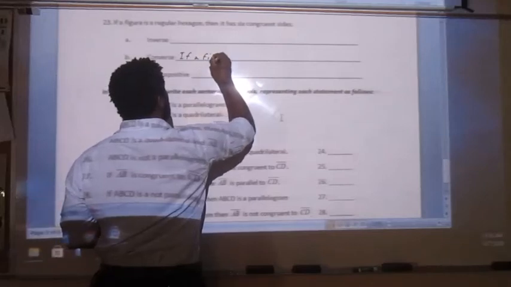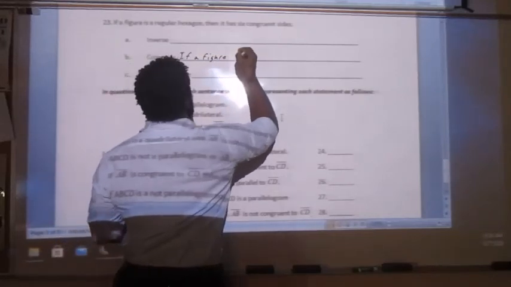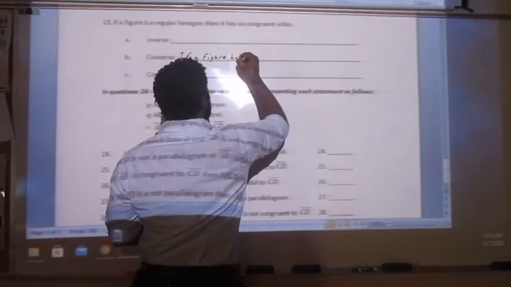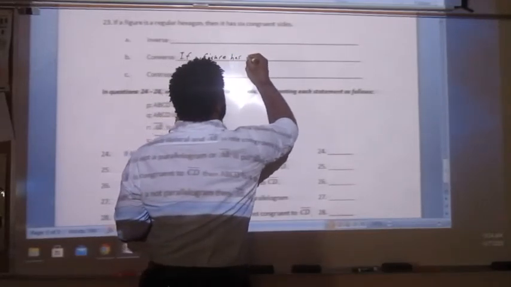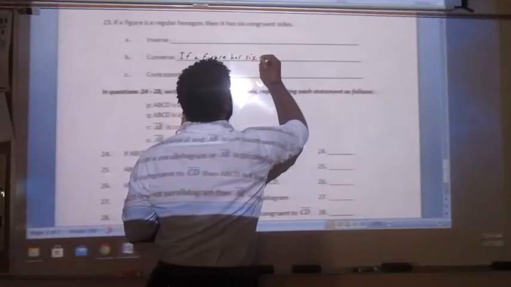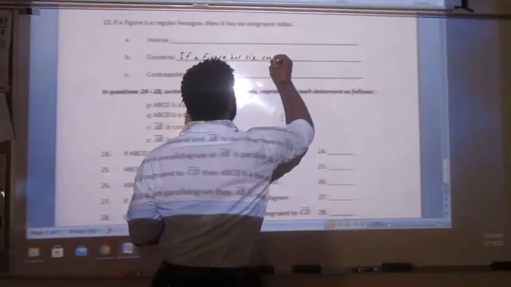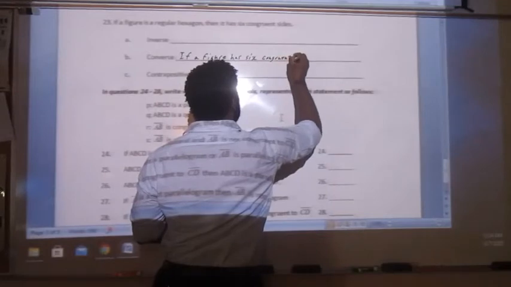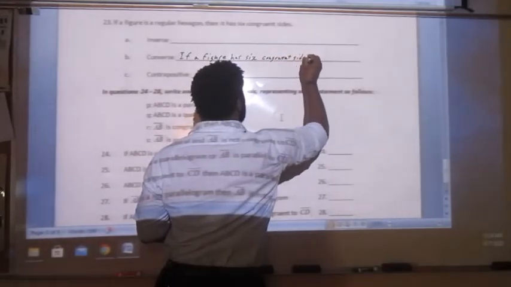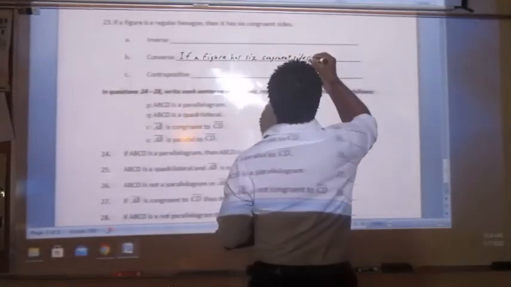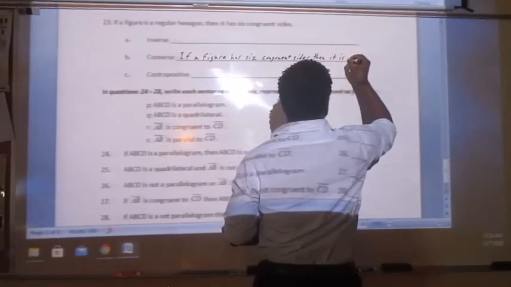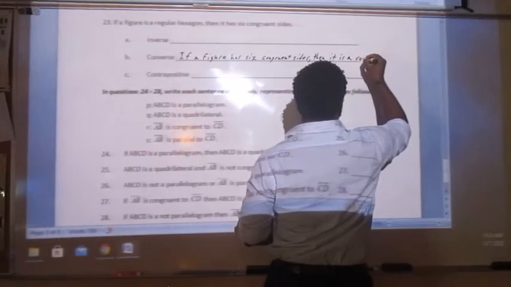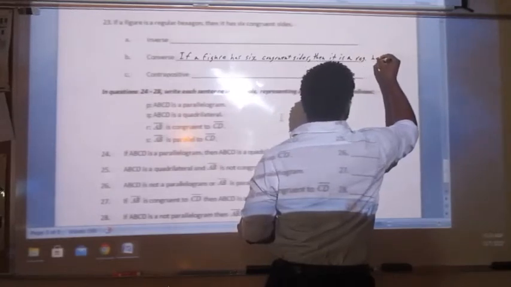If a figure has 6 congruent sides, then it is a regular hexagon.